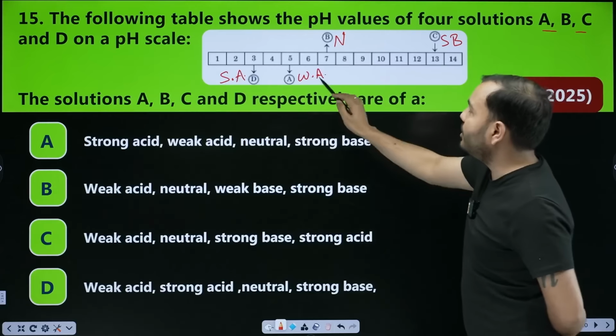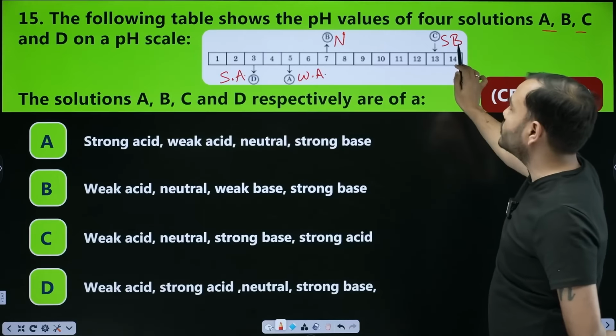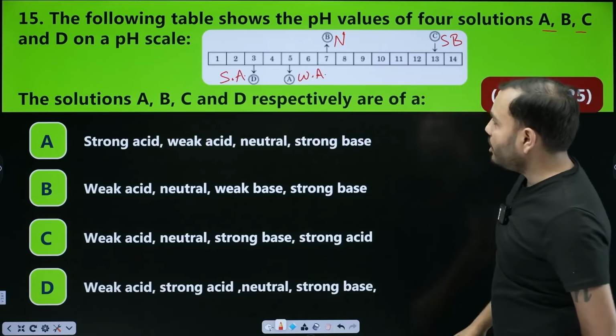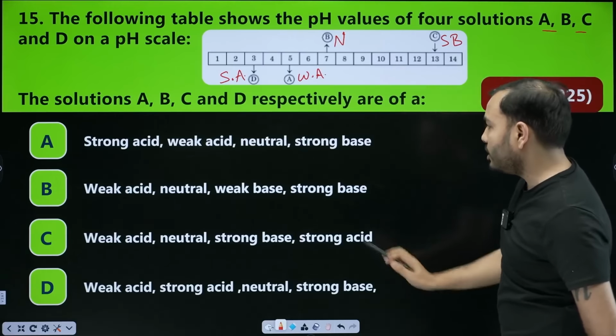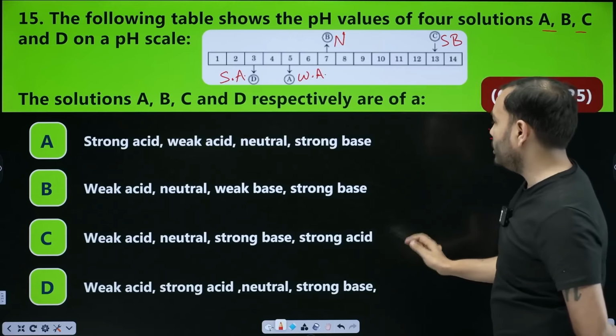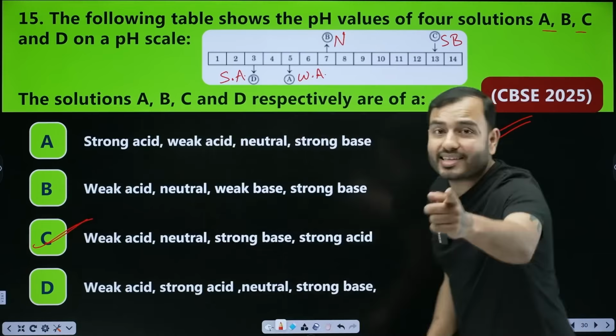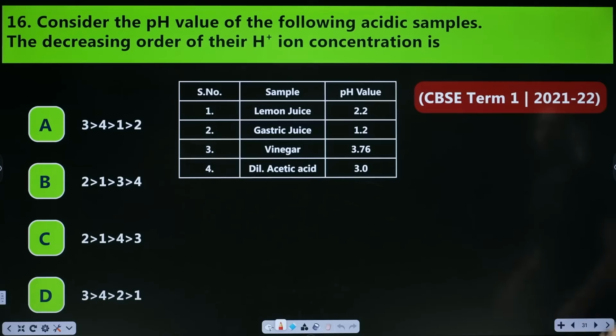So let's do it. A weak acid, B neutral, C strong base, D strong acid. Option C. Tell me, you got them right? Very good. Now what's next?